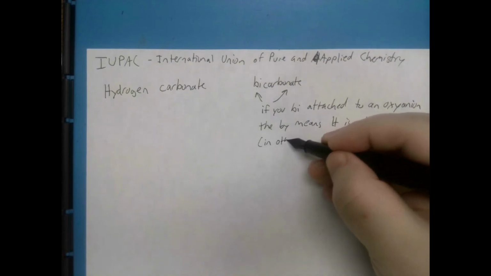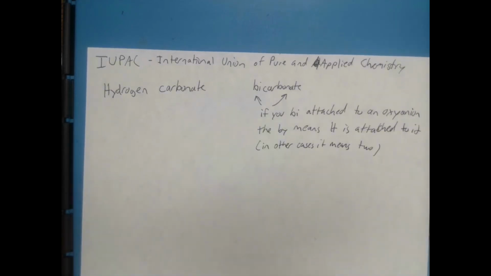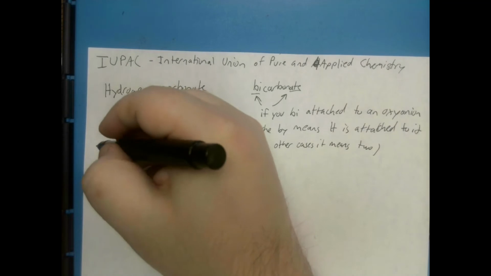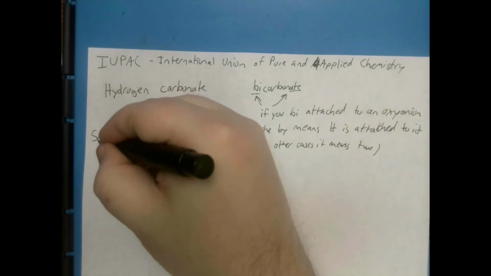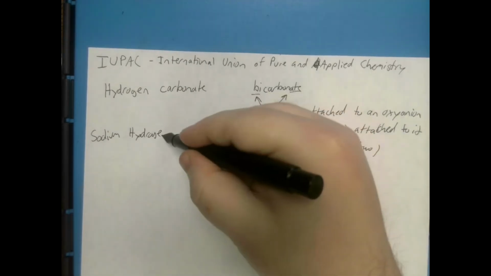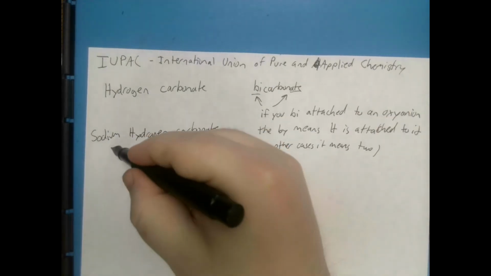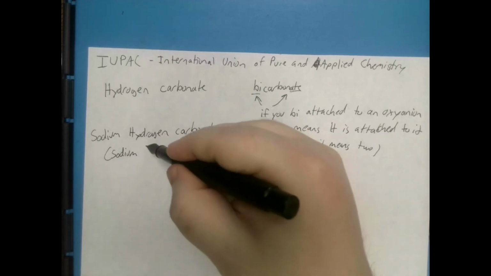In other cases, it means 2. So if it has an -ate ending or an -ite ending and you see bi, this bi indicates it has hydrogen attached. So what would be the formula for sodium hydrogen carbonate, often just called sodium bicarbonate?